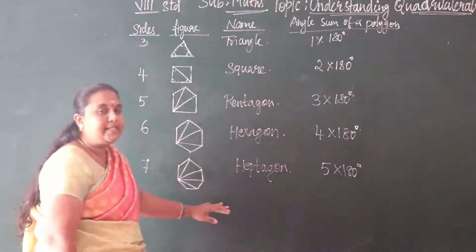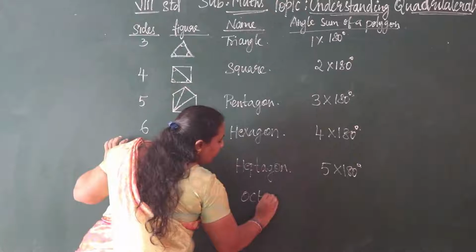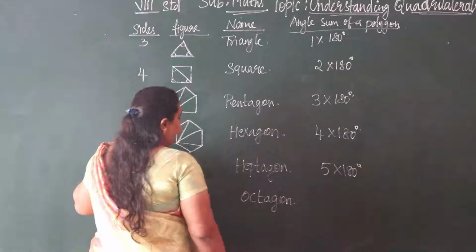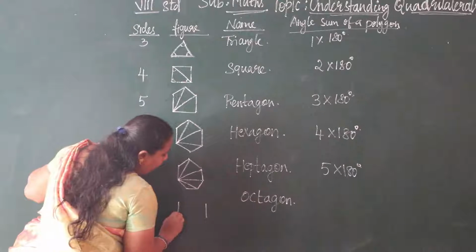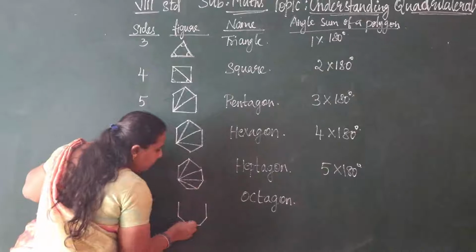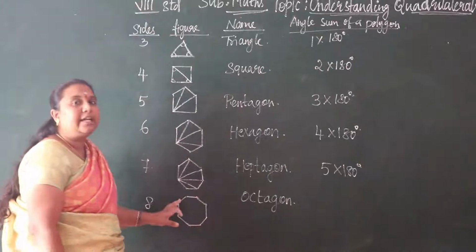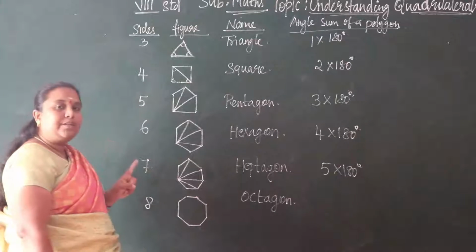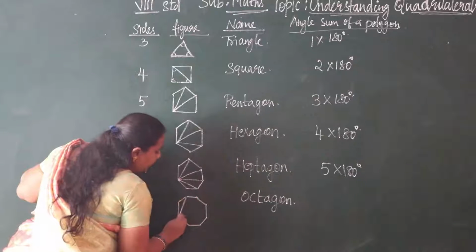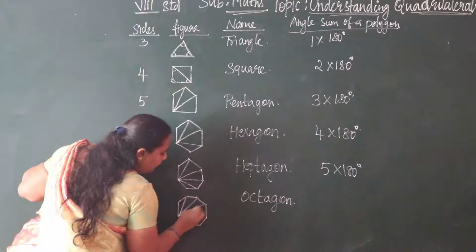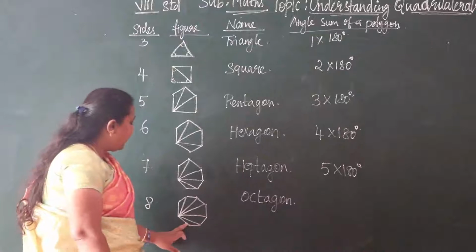Next, 8 sides. The same with the 8-sided polygon. The name of the 8-sided polygon is octagon. See, 1, 2, 3, 4, 5, 6, 7, 8. In an 8-sided polygon, we take one vertex to draw the diagonals. So 1, 2, 3, 4, 5. See how many triangles are there here?